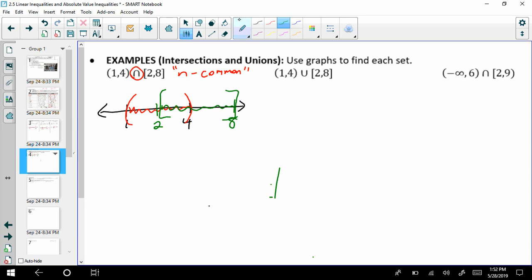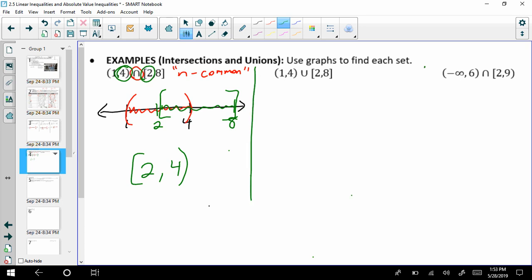So now your answer, what they have in common, the intersection, where is the overlap? Where they're both in the same spot at the same time. You should say it's from 2 to 4. Right? They're in the same spot at the same time from 2 to 4. That's where the overlap is. So I would say bracket, parenthesis, because the first one did not include 4 and the other one included 2.